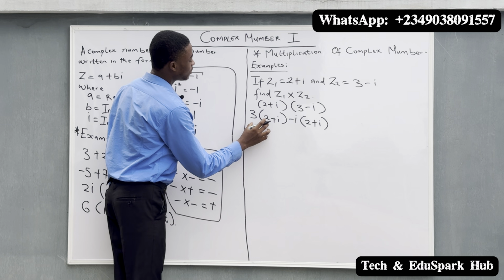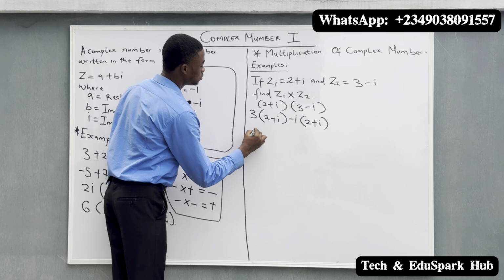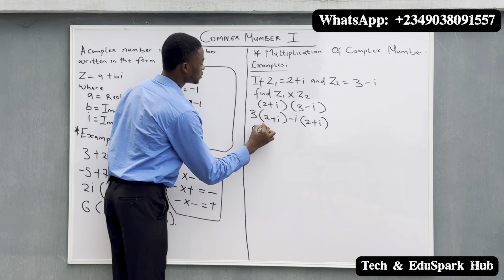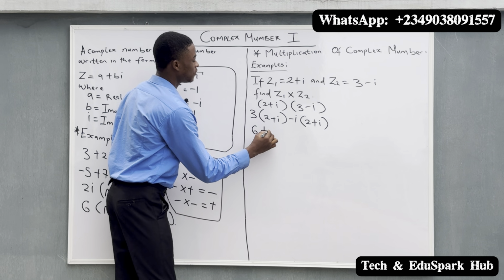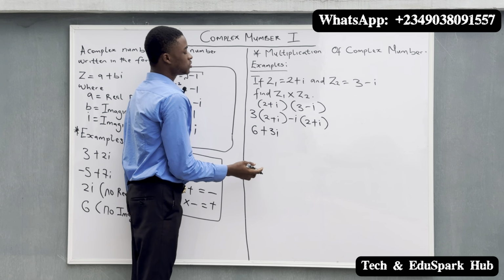So solving further, we can multiply this by saying 3 multiplied by 2 to give us 6, plus 3 multiplied by plus I will give us 3I. So be mindful of this sign.